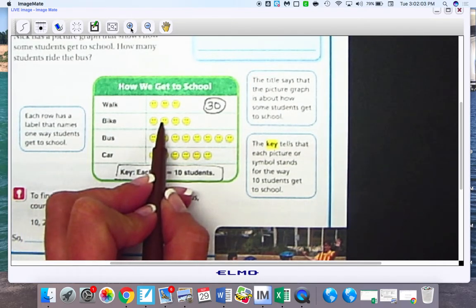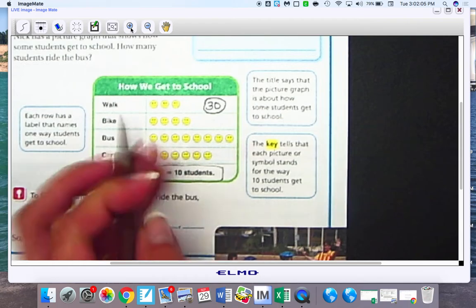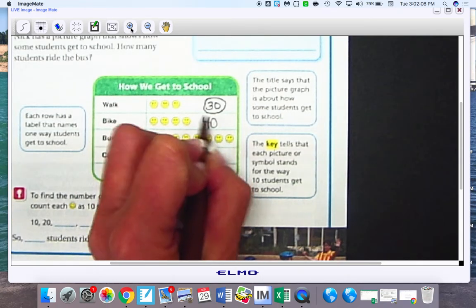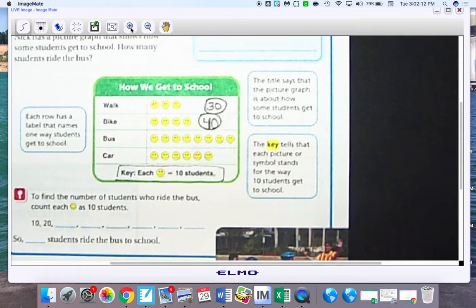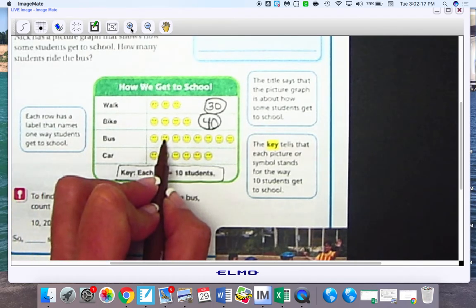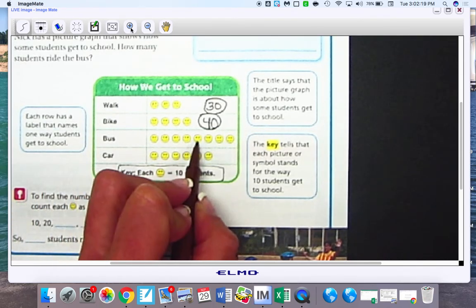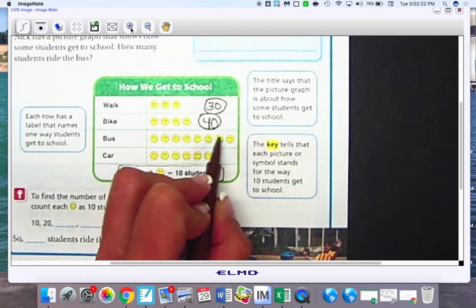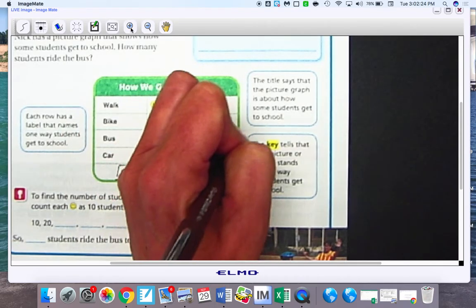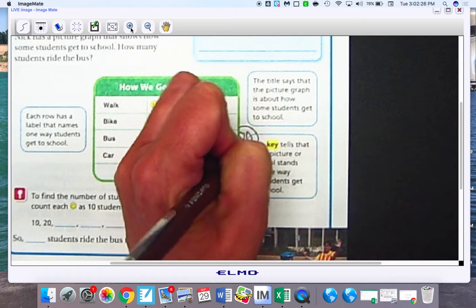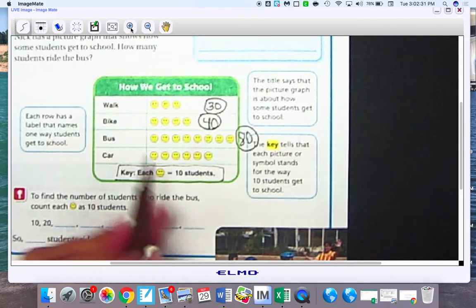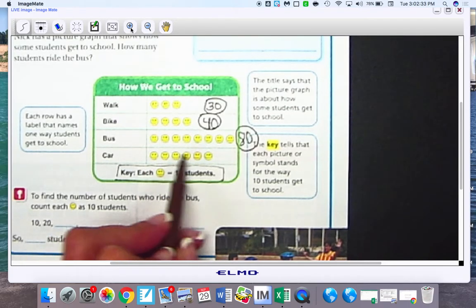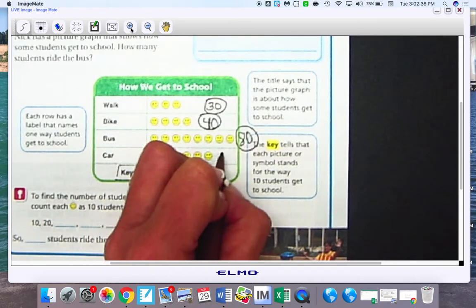10, 20, 30, 40. Go ahead and put 40 in. And then buses. 10, 20, 30, 40, 50, 60, 70, 80. Fill that in. Okay, cheat number. And the last one is car. 10, 20, 30, 40, 50, 60.